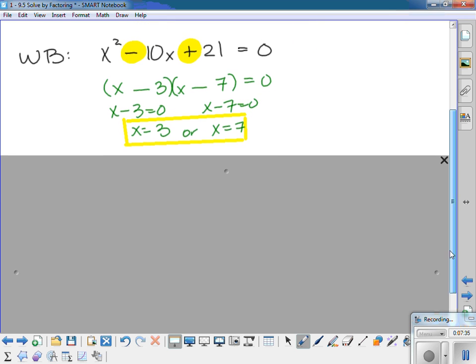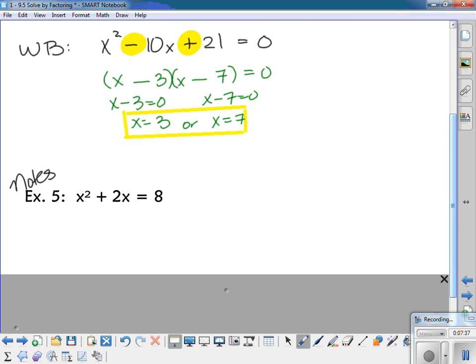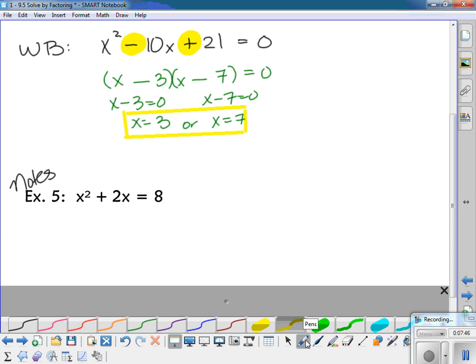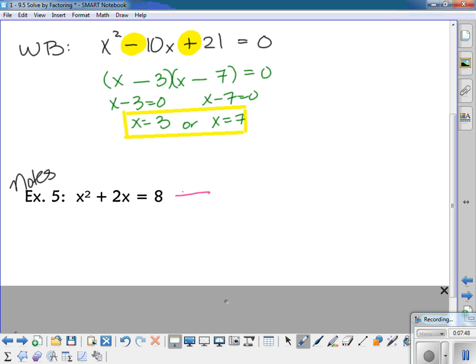All right, this next one is for your notes again. All right, so I have x squared plus 2x equals 8. In order to solve by factoring, it's very important that we have it equal to 0. It needs to equal 0. We have to make it equal 0 before we can factor it.